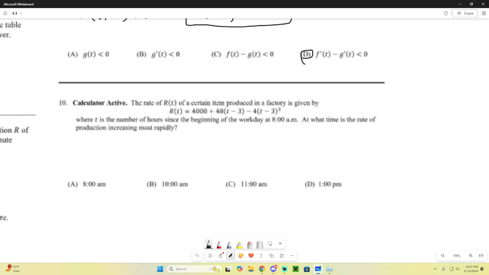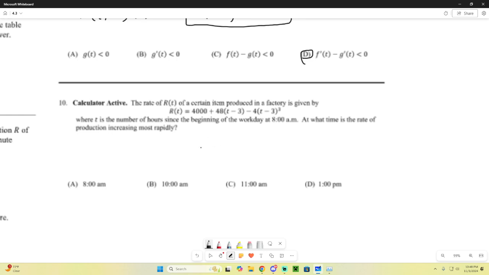Alright, this one requires a calculator. Let me read the question. The rate R of t of a certain item produced in a factory is given by this, where t is the number of hours since the beginning of the workday at 8 a.m. At what time is the rate of the production most rapid? So we need to actually graph the derivative, and we need to look at the graph and see where it's at its maximum.